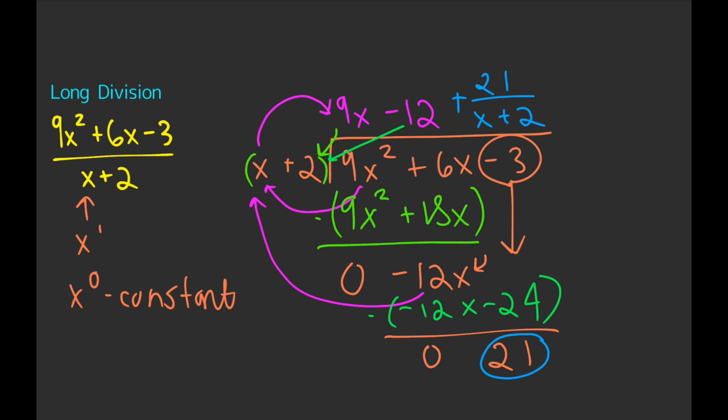So this part in blue still means the same thing, that the remainder is 21, but it's just a better way to write it. So now that we've put our remainder in, we have our final quotient: 9x squared plus 6x minus 3 divided by x plus 2 equals 9x minus 12 plus 21 over x plus 2.